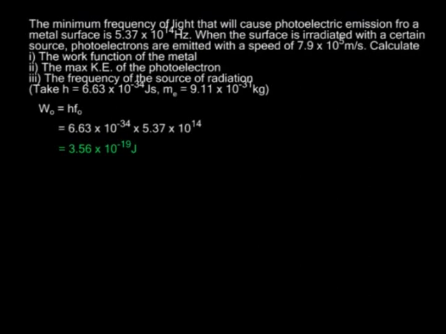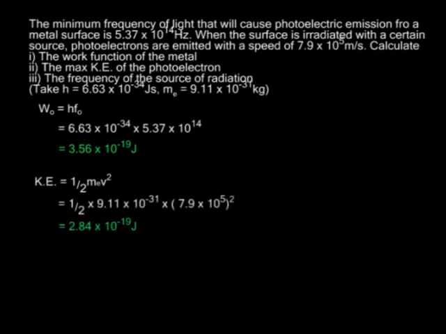2. Maximum kinetic energy is given by a half mv squared. So if we multiply that, we shall have 2.84 times 10 to power negative 19 joules.